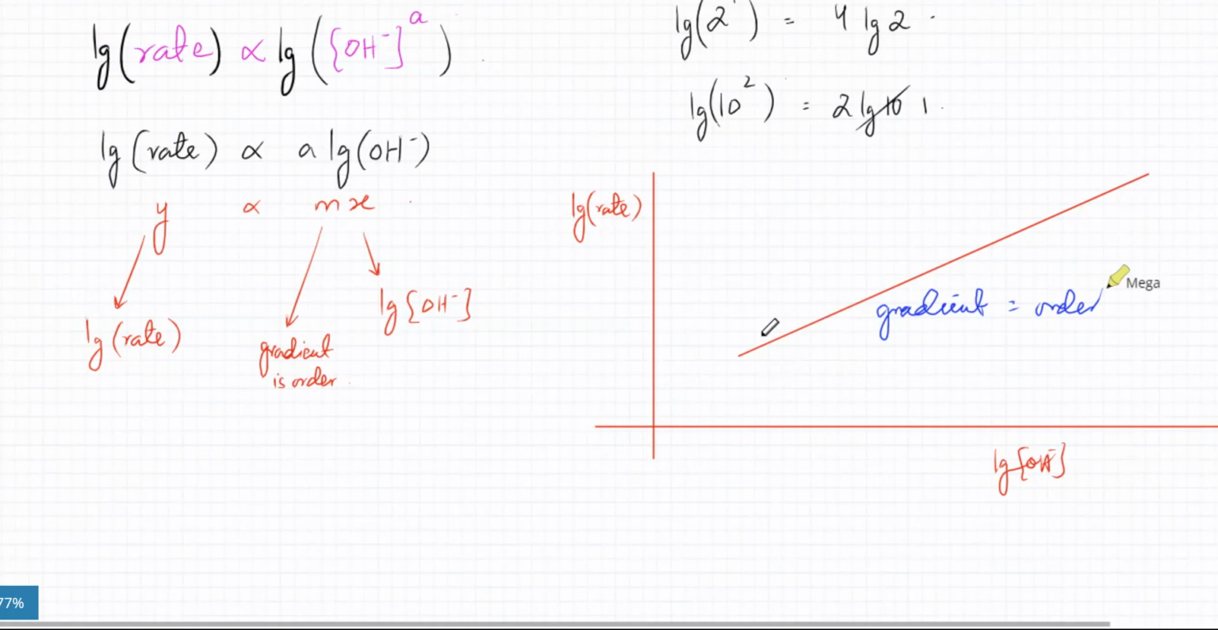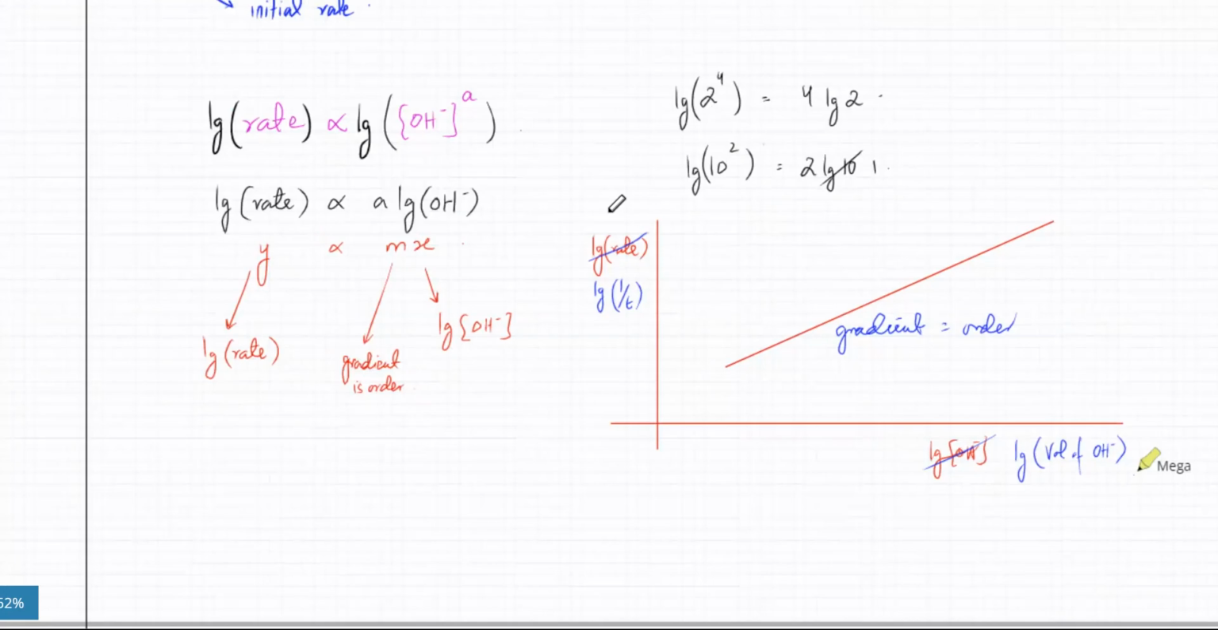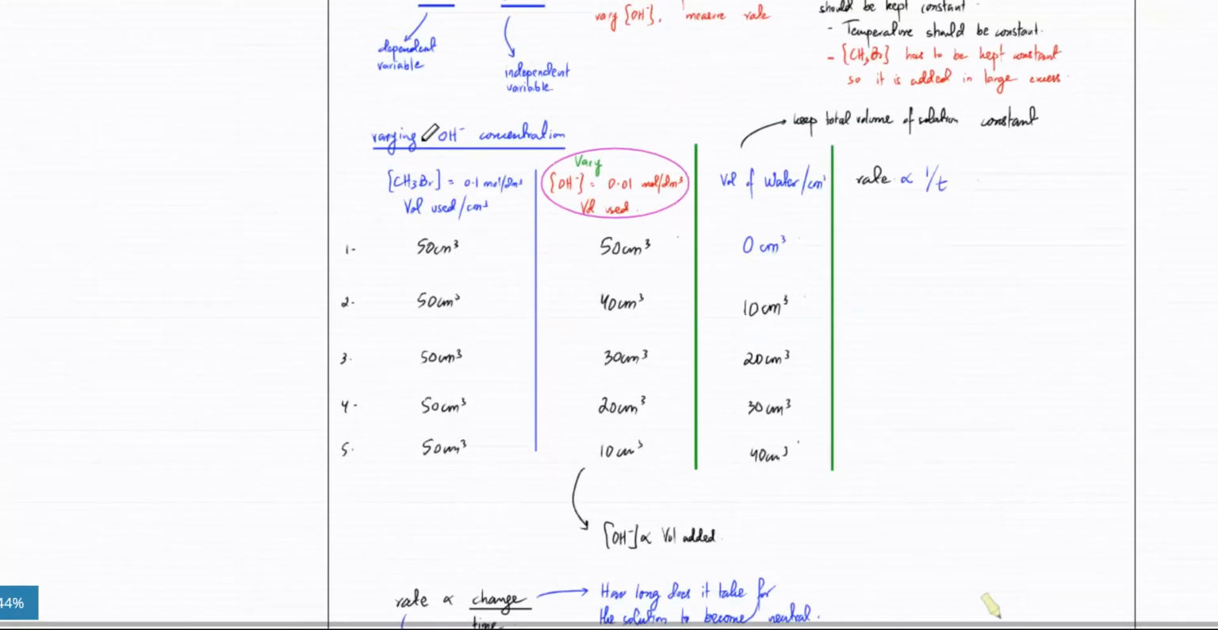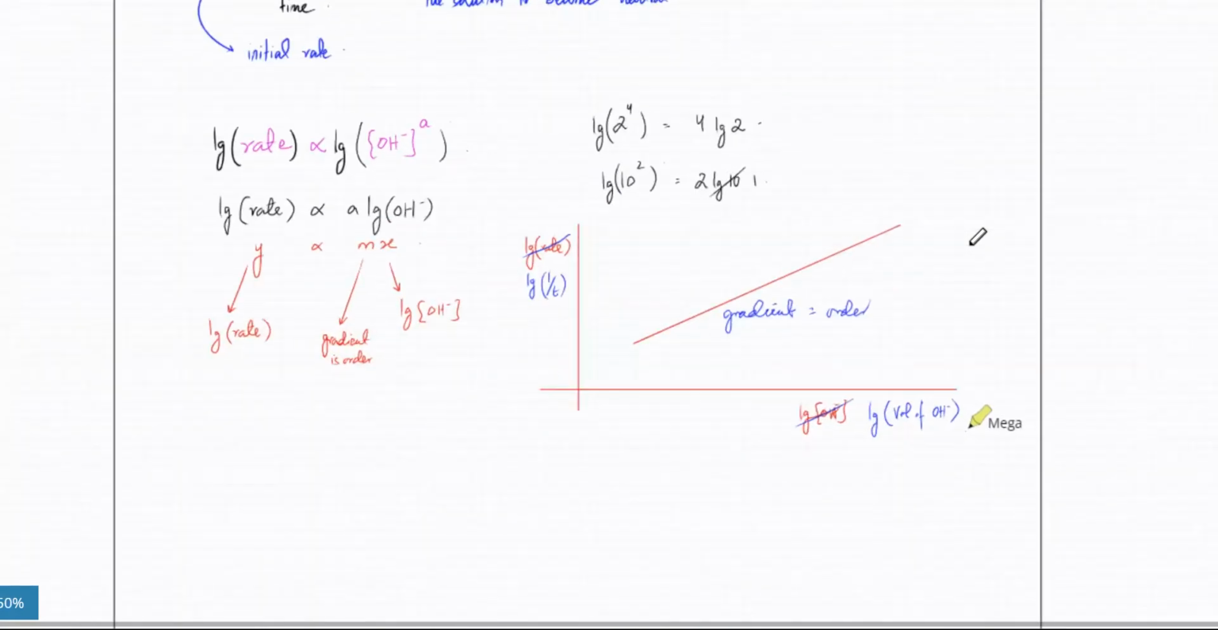If it's order one, that would be a line with gradient one. If it's order two, that would be a much steeper line. So this is what you're going to do. A rate in your case is 1 over t. You took rate as being proportional to 1 over t, so in your case it's actually the log of 1 over time. And the OH- concentration was proportional to the volume, so it's basically the log of the volume of OH- that you're using. Because if you go back, the rate was 1 over t, and the concentration of OH- varied as the volume added decreased, so it was proportional to that. So you can plot the log of the volume of OH- versus the log of the rate that you're calculating, which is 1 over t, and you're going to try and find what the gradient is.